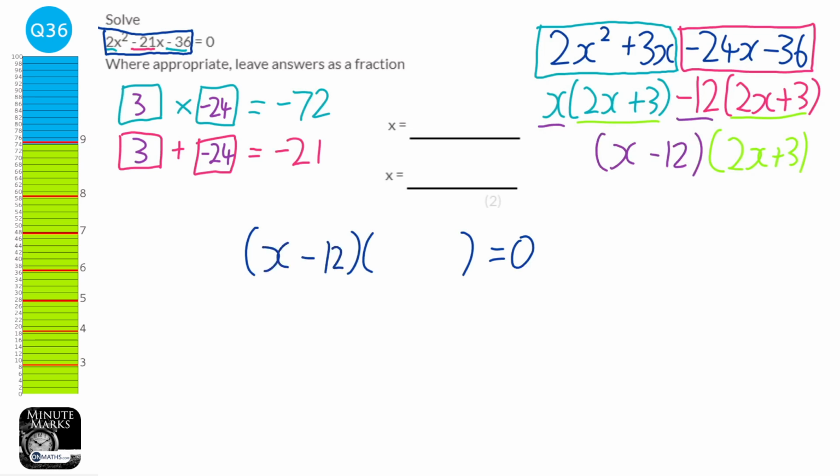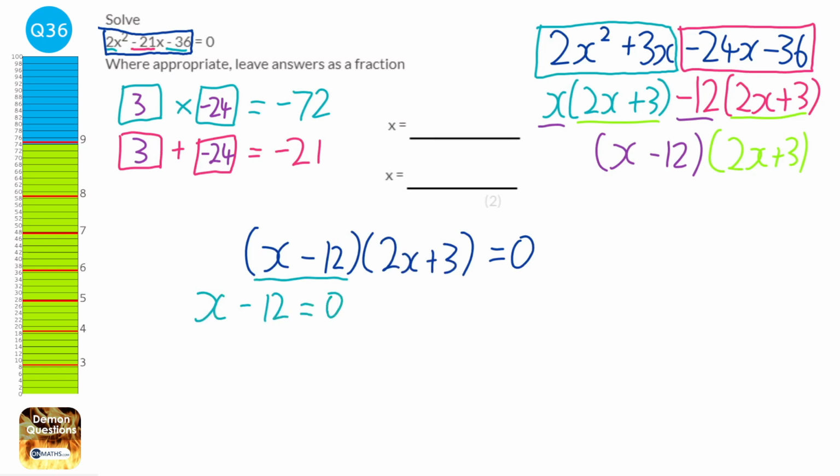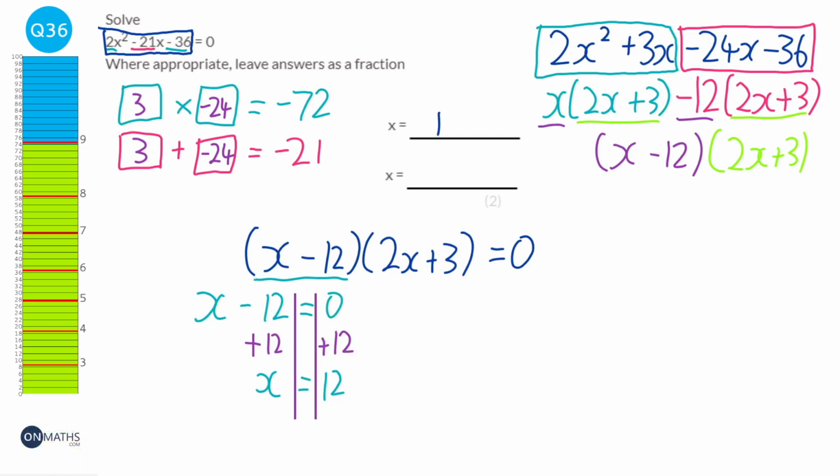So it's x minus 12 and 2x plus 3. To solve now, we set both of the brackets equal to 0, so x minus 12 equals 0. We're going to add 12 to both sides. So we've got x equals 12, that will be our first solution.